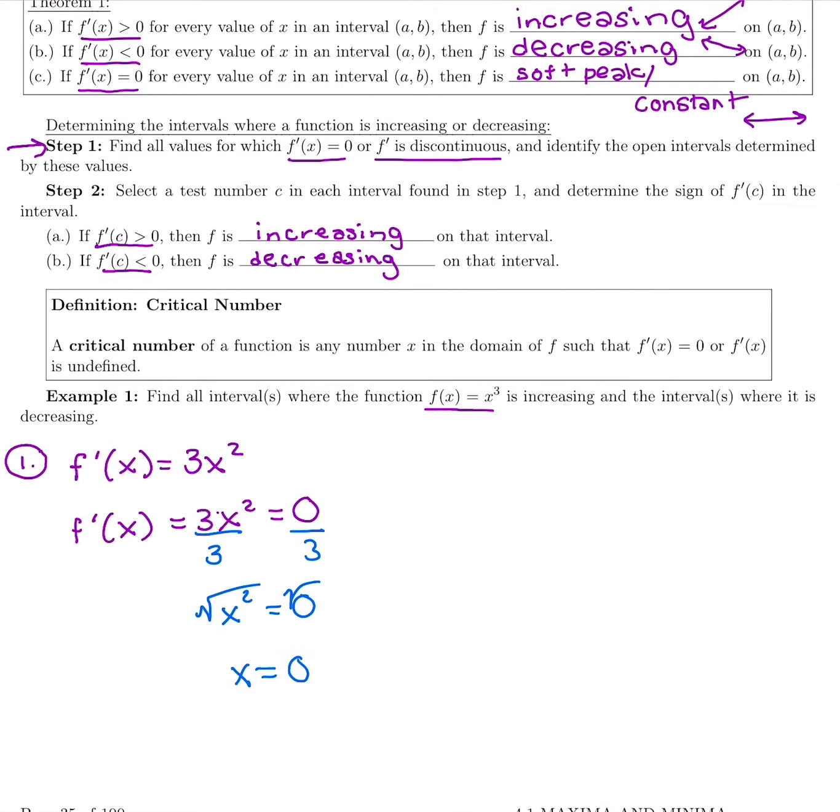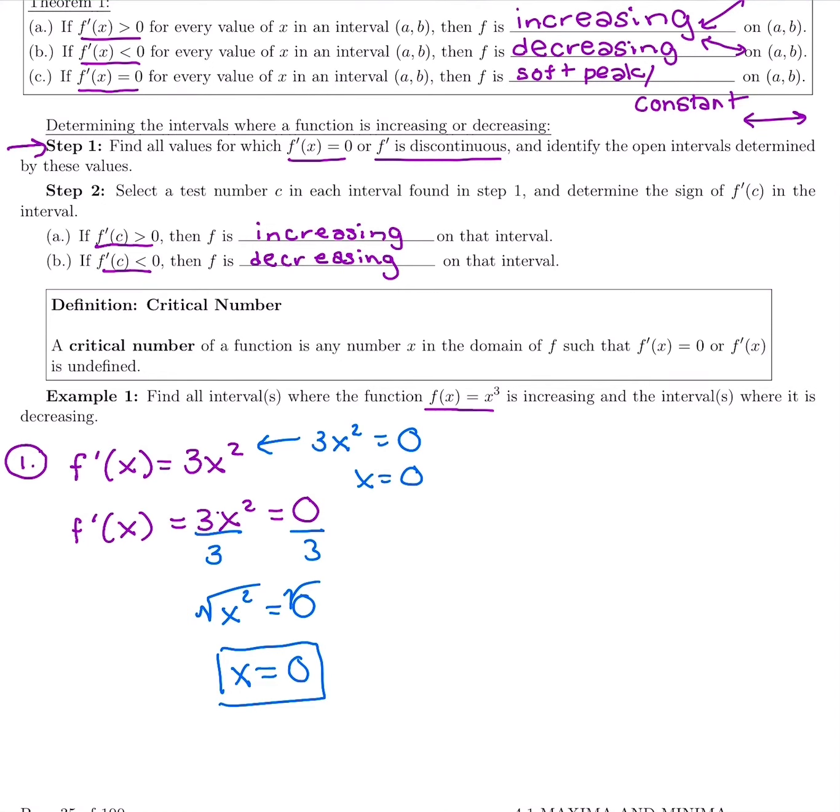The other way of doing it, which I prefer, is thinking 3 times something has to be 0. That something must be 0. So you might have been able to recognize that as soon as you saw the derivative. 3 times something has to be 0. That something has to be 0. Or you could divide by 3 and take the square root of both sides and see that x is 0.